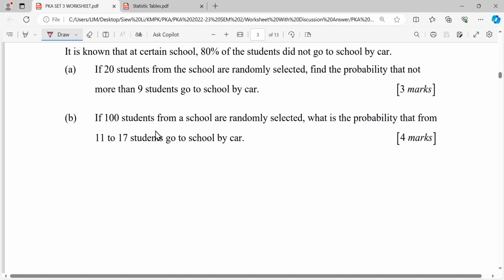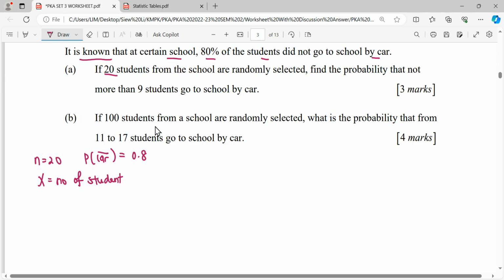Next, for this question, it is known that in a certain school, 80% of the students did not go to school by car. If 20 students, so our sample comes in, and is 20, 80% didn't go to school by car, so the probability of not using a car is 0.8. So we define X here to be the number of students.